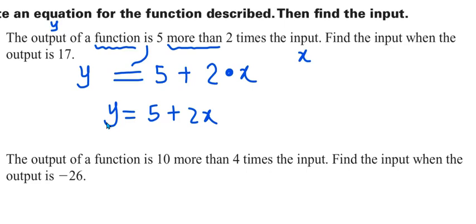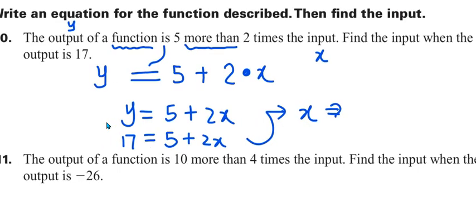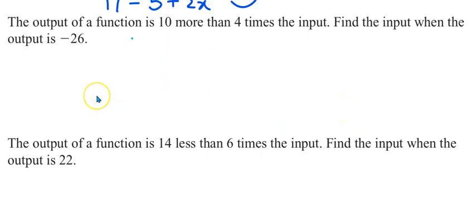Continue. Find the input when output is 17. Output is y. So 17 equals 5 plus 2x. It asks you, can you solve for x? Oh, whoops. I need to erase this because it looks a little bit strange. And so, of course, you can solve for x. All right? We continue with our input and output.